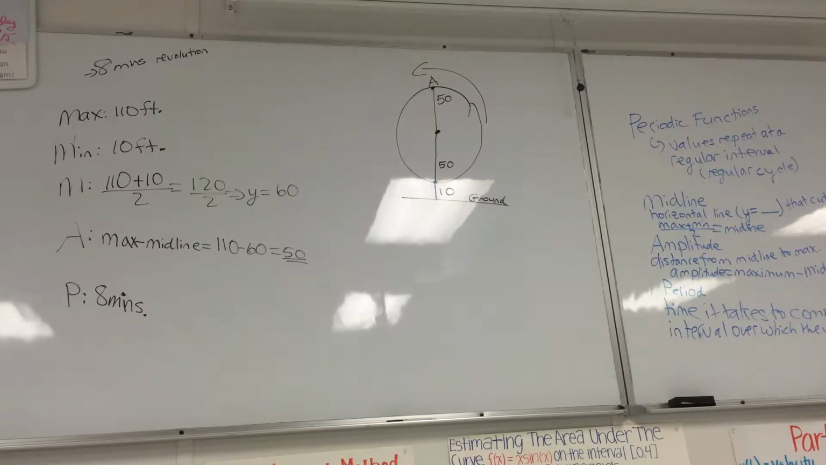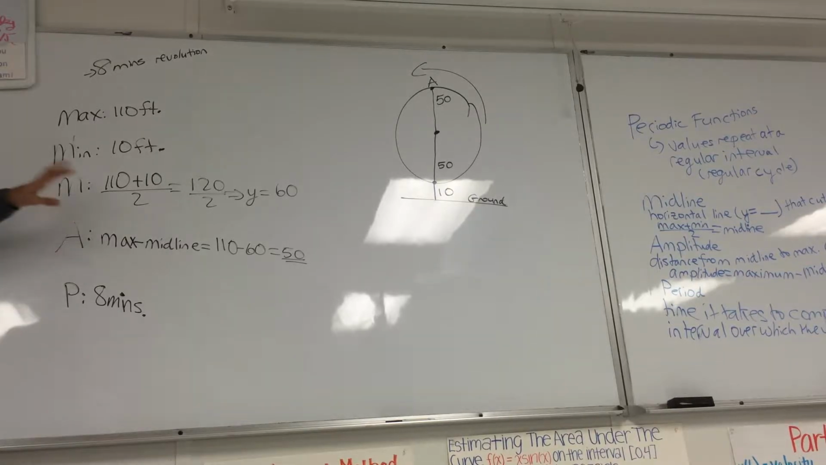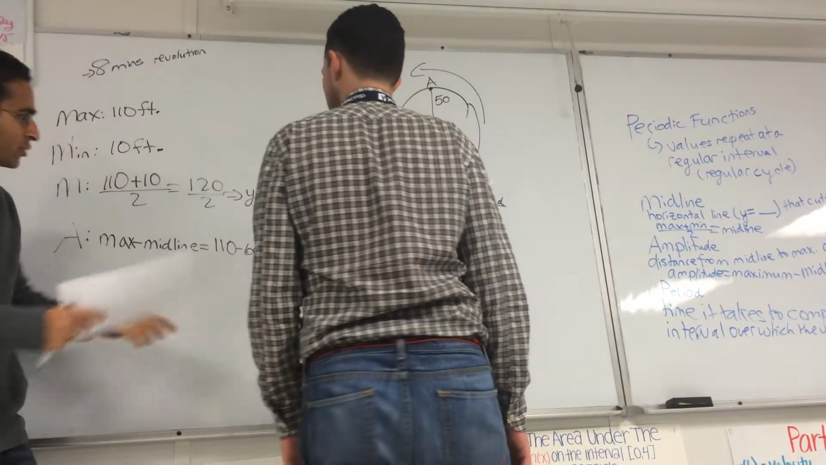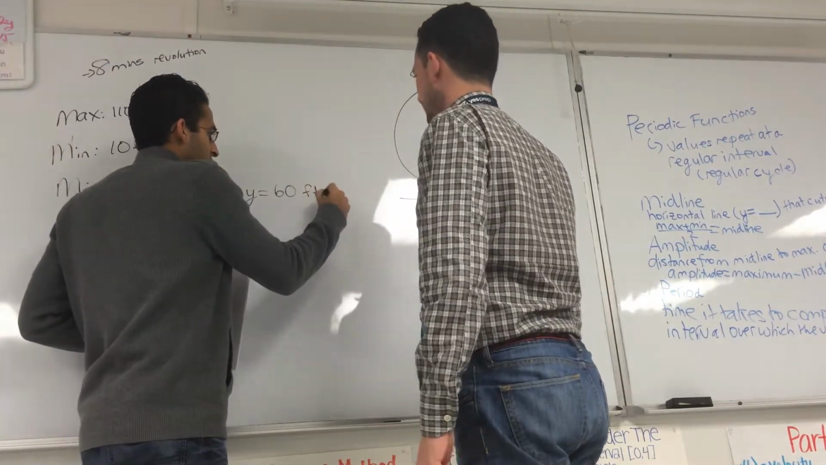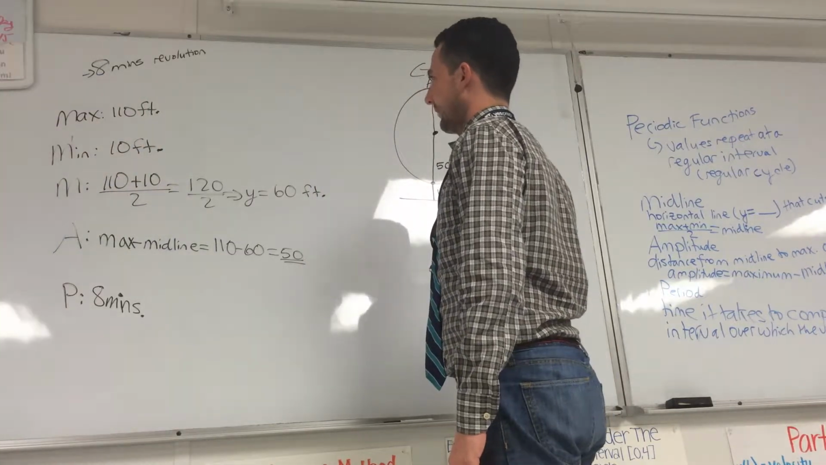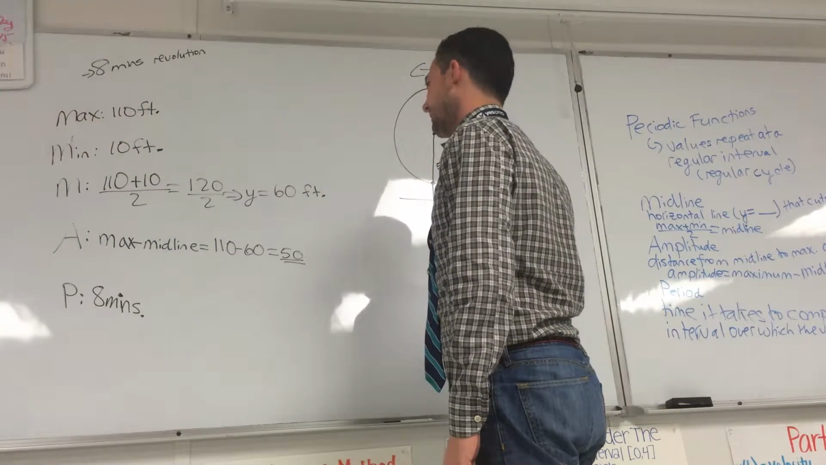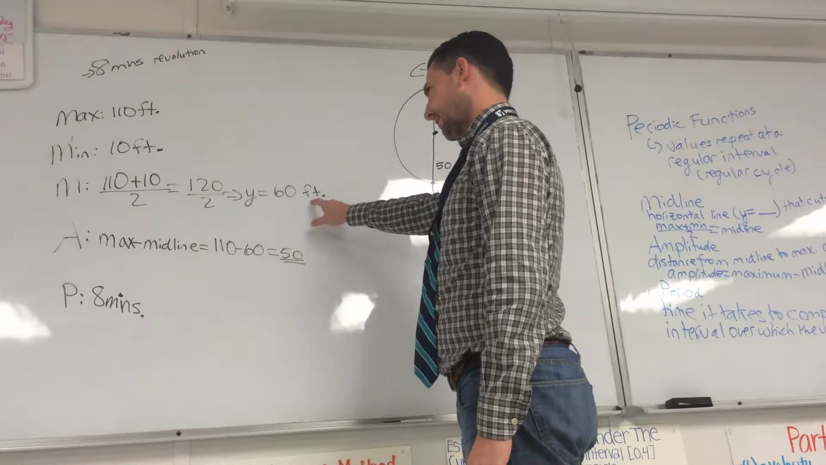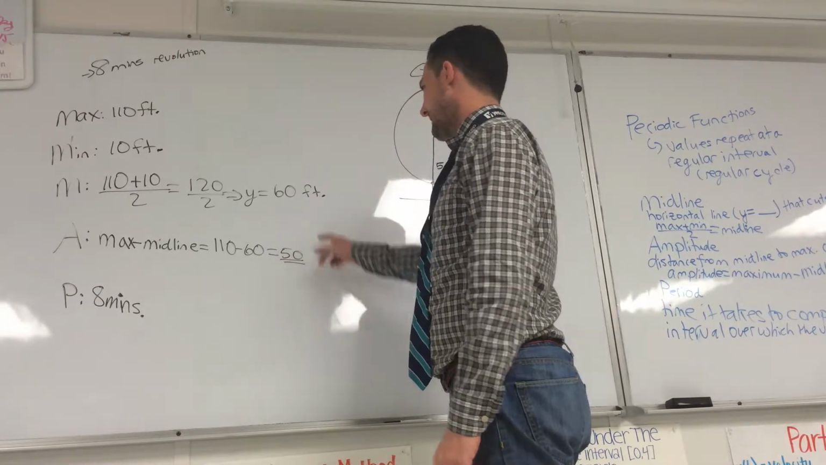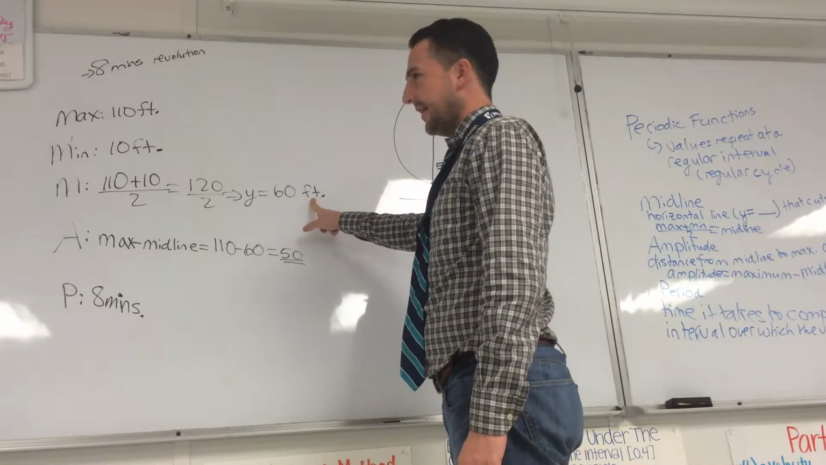So we're doing the periodic functions, right? And they find the midline as 60. So we write it as y equals 60. Do we need to write y equals 60 feet? I honestly don't know. Or do we just keep it as a number? I don't know what you need. I don't think you can ever go wrong by putting units. I think anytime you put units, you improve the answer.